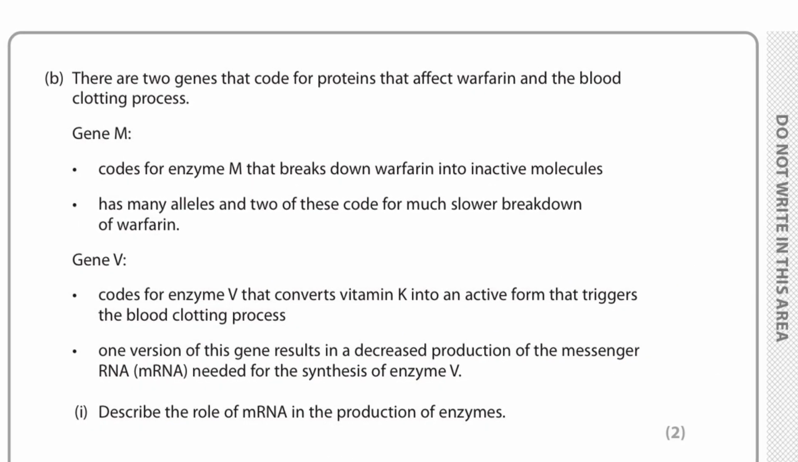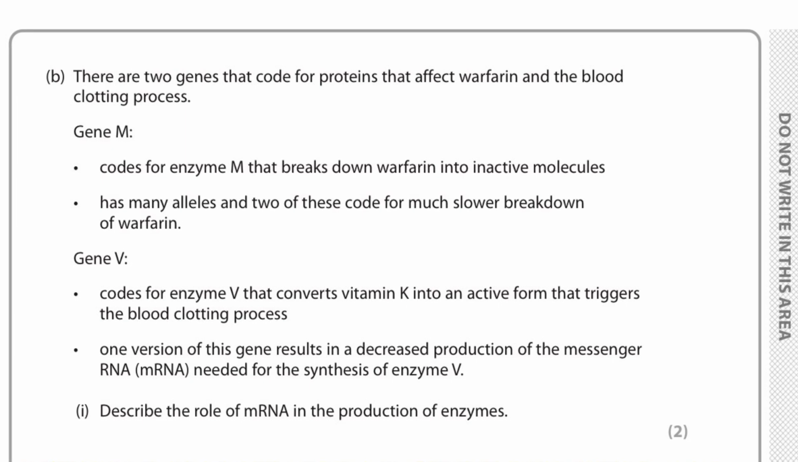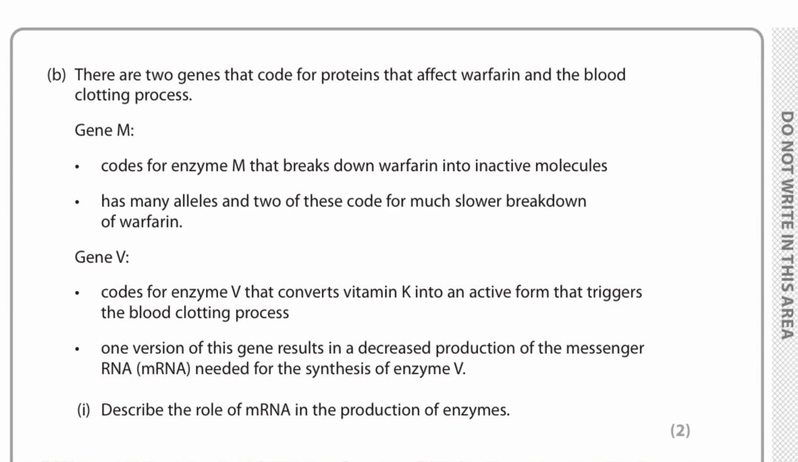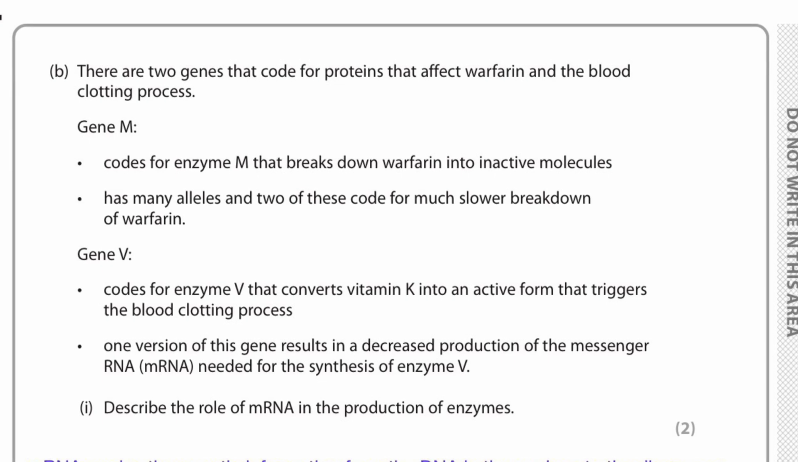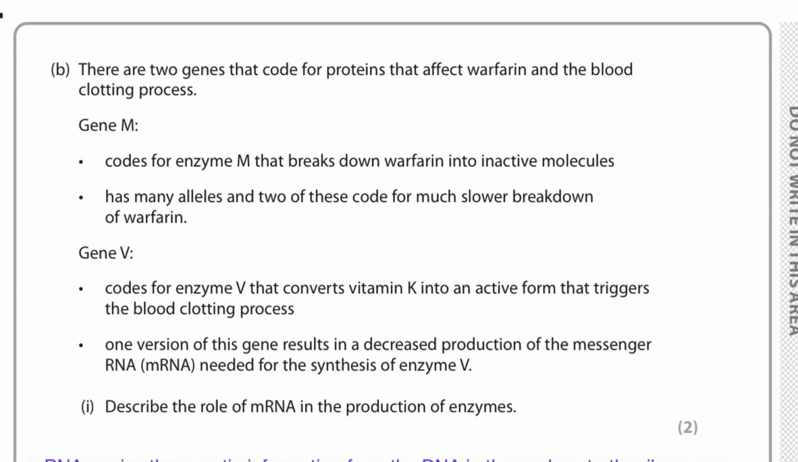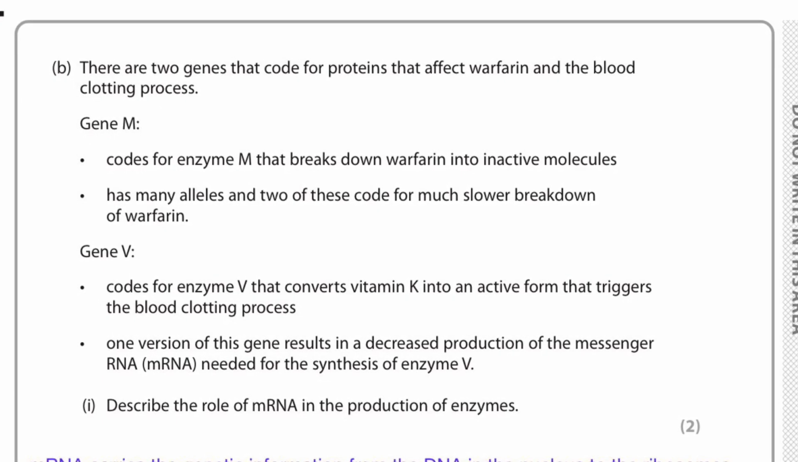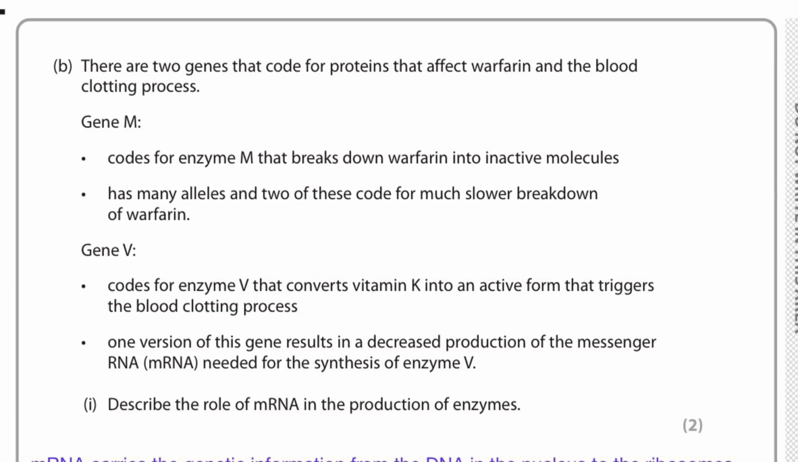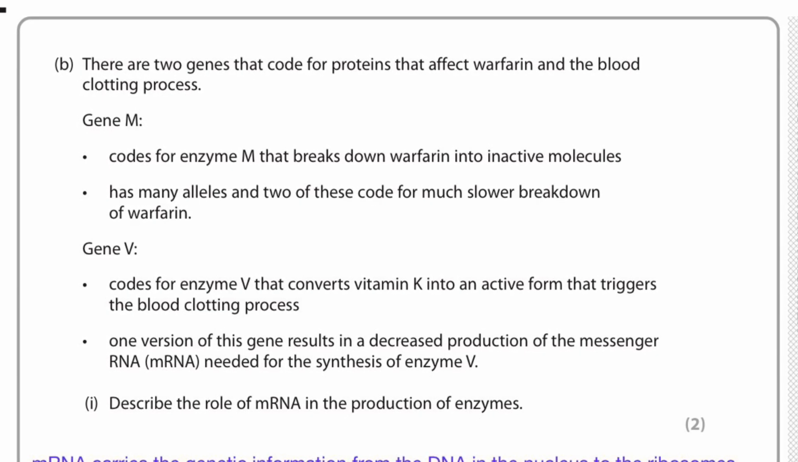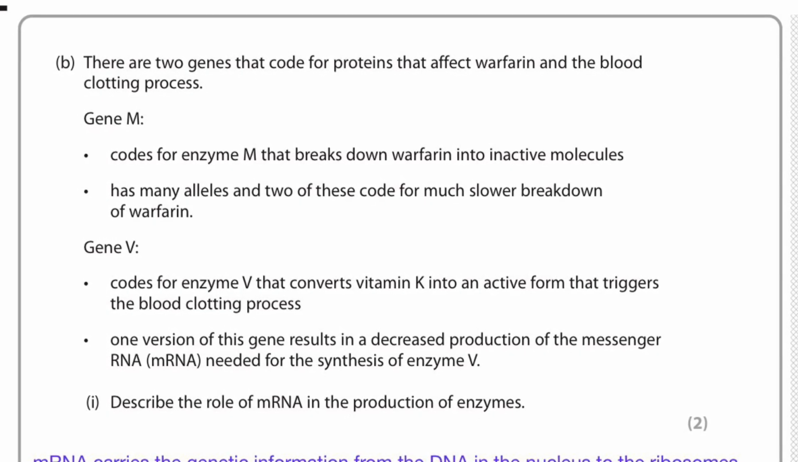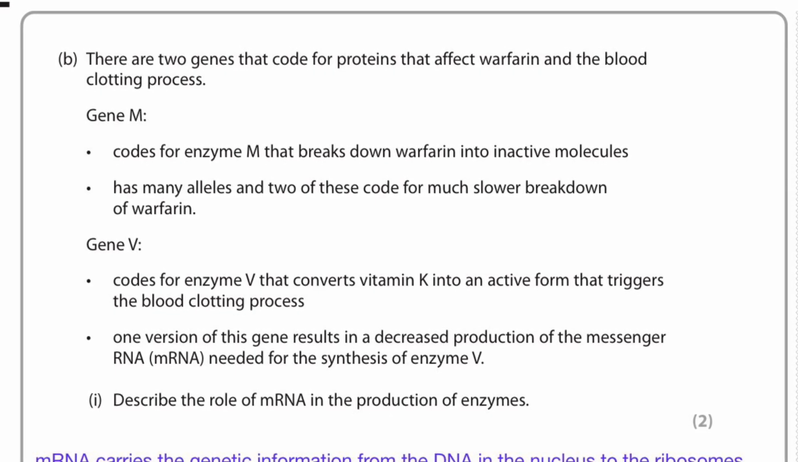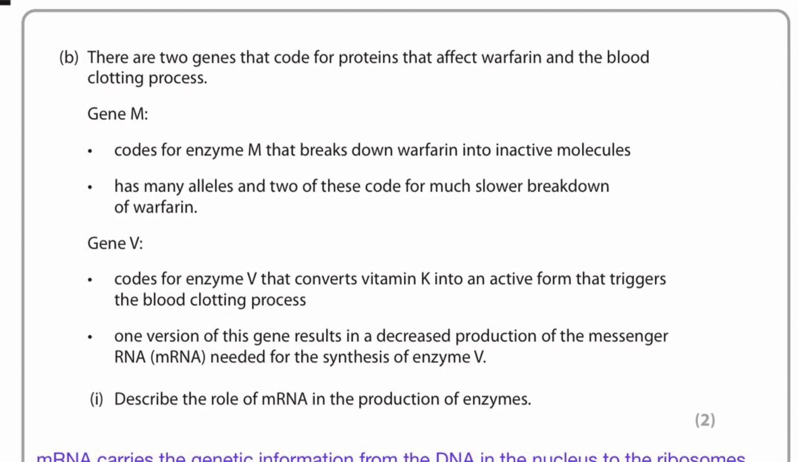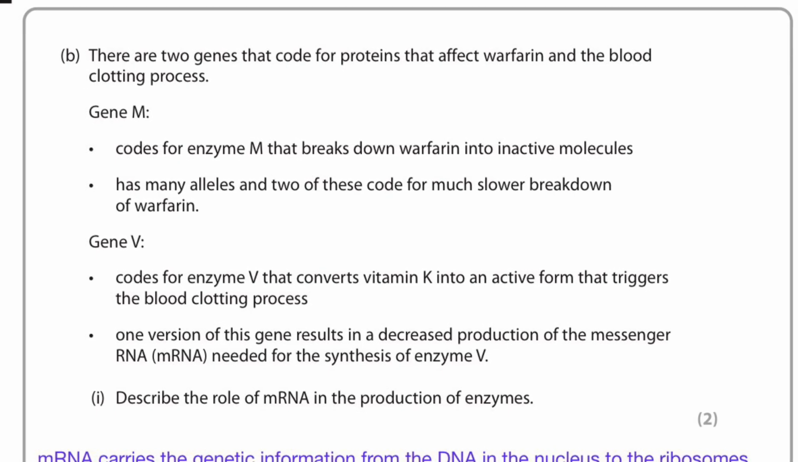Next, they say, there are 2 genes that code for proteins that affect warfarin and the blood clotting process. Gene M codes for an enzyme M that breaks down warfarin into inactive molecules, has many alleles, and some versions cause slower breakdown of warfarin. Gene V codes for enzyme V that converts vitamin K into its active form, triggering the blood clotting process. Some versions result in decreased production of mRNA for enzyme V.